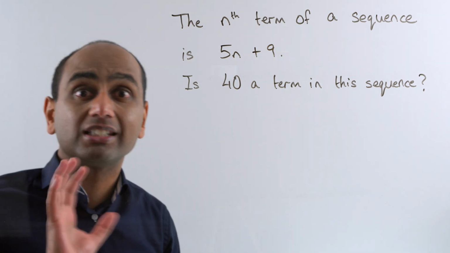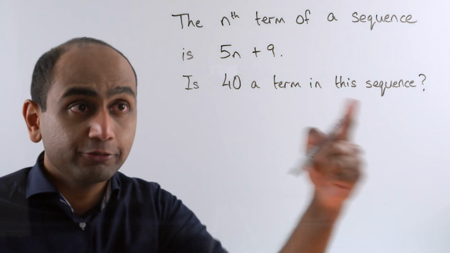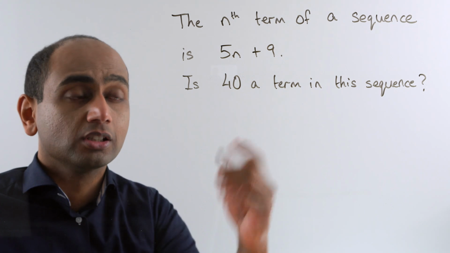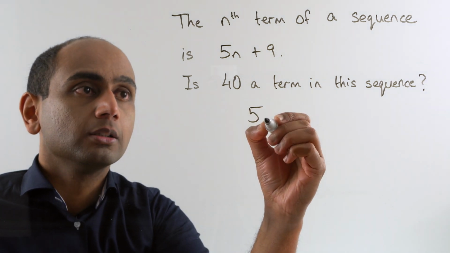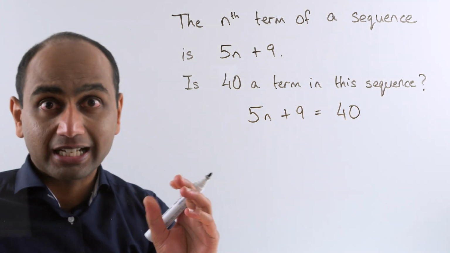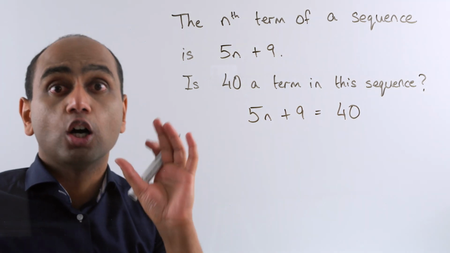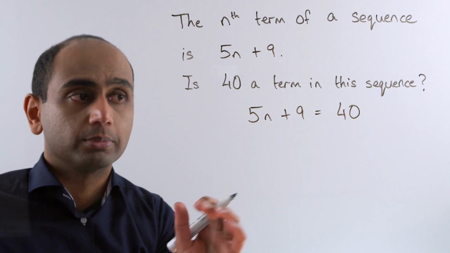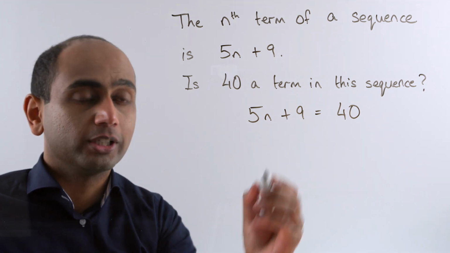So let's do this by setting up an equation again. If 40 is in the sequence, then 5n plus 9 must equal 40 for some value of n that is a whole number, a positive whole number. So let's try and solve the equation.